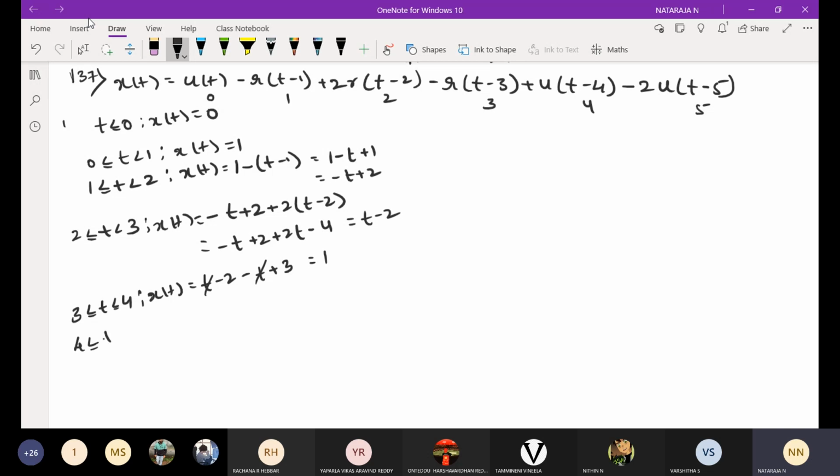Then 4 less than t less than 5. x of t is equal to the previous output, which is 1. Then this is u of t, so don't consider t plus 4. You just consider the amplitude. 1 plus 1 is equal to 2. Then 4 to 5 is over. Then t greater than or equal to 5: x of t is equal to the previous output, which is 2. This is u of t, and this amplitude will be minus 2. That is equal to 0.